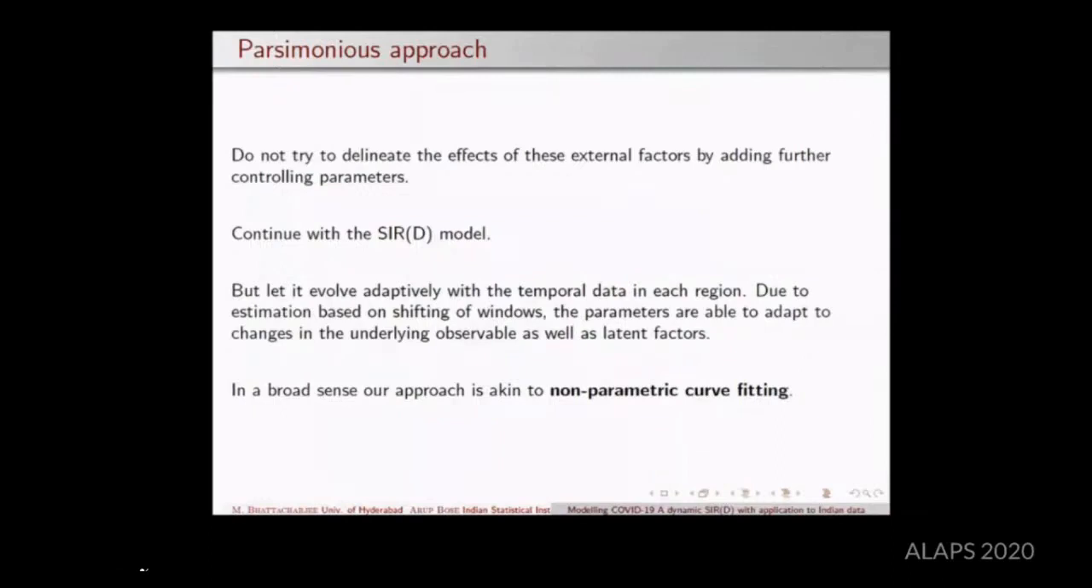In a broad sense, our approach is akin to non-parametric curve fitting. We have these curves for our daily data on infections, deaths and recoveries, and we would like to fit a non-parametric curve to that. And in the process, we will also estimate the parameters beta, mu, nu, and also the reproduction number.